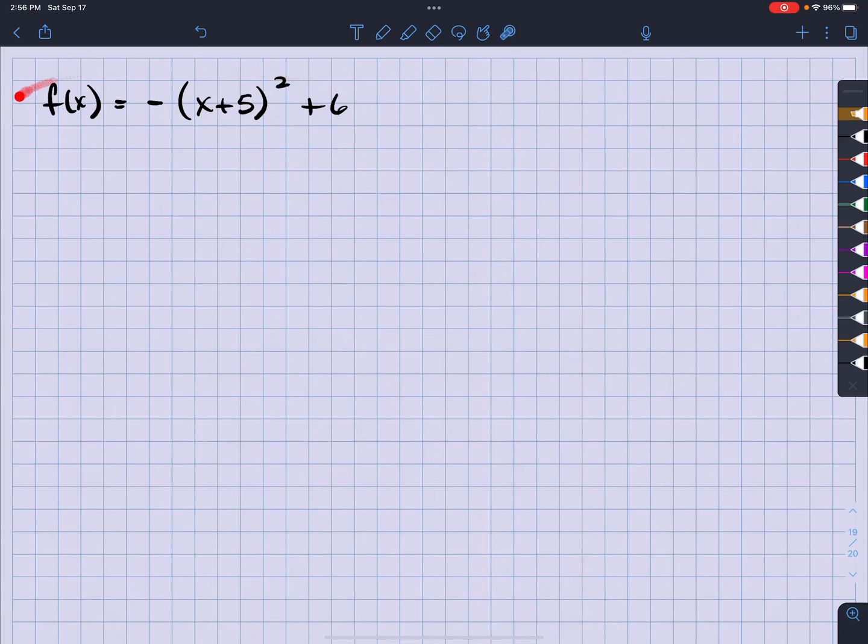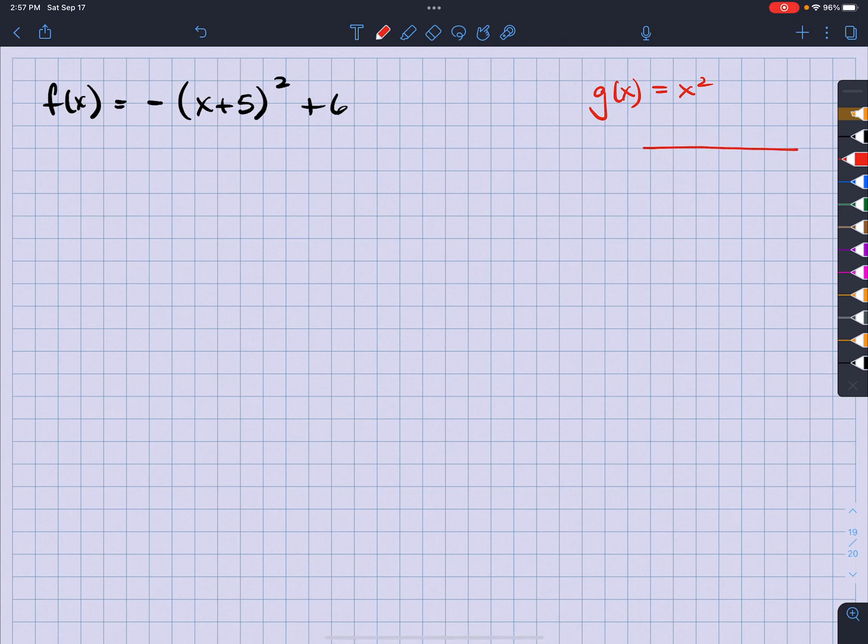All right, so I have a transformation right here that I need to take care of. And what I'm seeing is that the parent function here is an x squared. So I'm going to say that g of x, we'll call it the parent function, is equal to x squared.